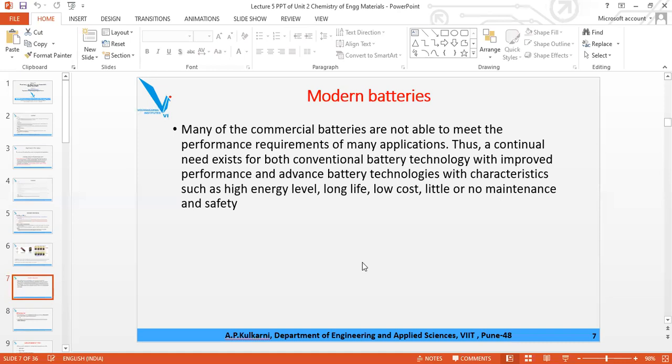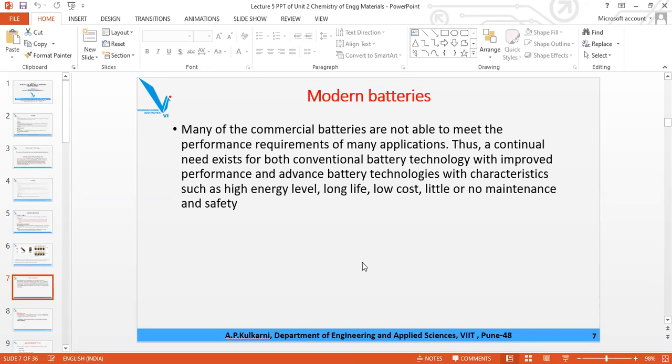Now the modern batteries are not able to meet the performance requirement of many applications, even if they are said to be modern only because they have a long life, they are leakage proof, etc. And there is no harm even if these batteries remain in the camera or mobile phone or the wristwatch or the wall clock, etc. They have high energy level, long life, low cost, and no maintenance or safety issues.